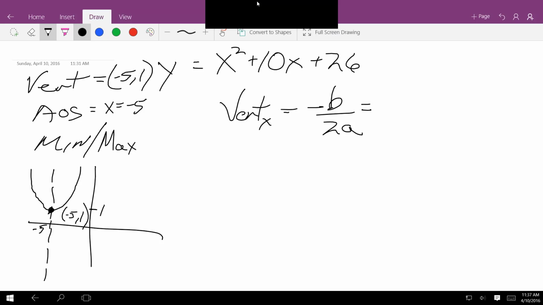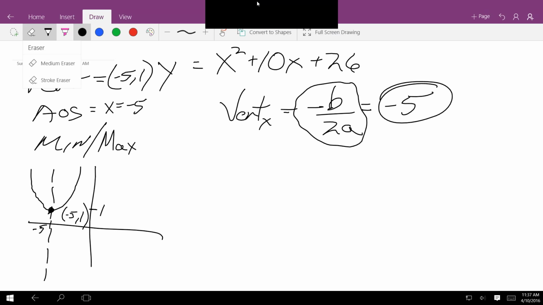So what's -b/2a equal to? -10 over just 2. So -5. So we instantly found the x-coordinate of the vertex by using -b/2a. Notice that that's the first half of the quadratic formula. Good thing to know. Because if you know this, you'll know the quadratic, and if you know the quadratic, you'll know this. Okay?